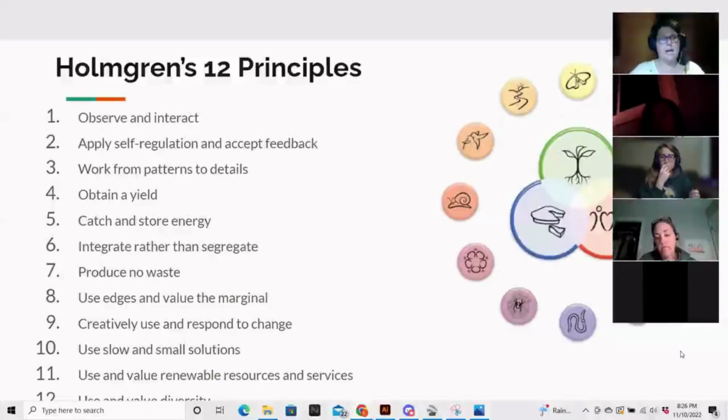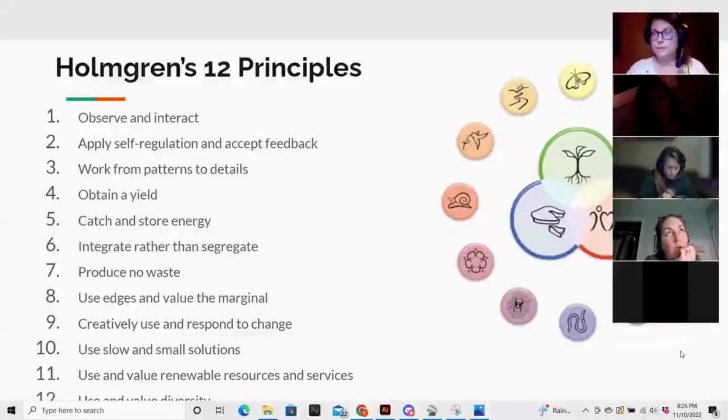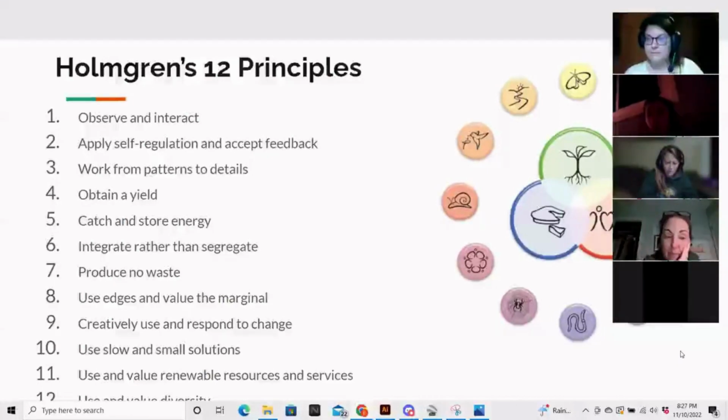Okay. Number 9, creatively use and respond to change. Andy, we're back to you. Creatively use and respond to change. So creatively using change, and responding to change. Okay. Well, change is inevitable. So I would say that anticipating the change and allowing for it, and then using it as an opportunity for strategies, principles, techniques, and ethics. And yeah, period.